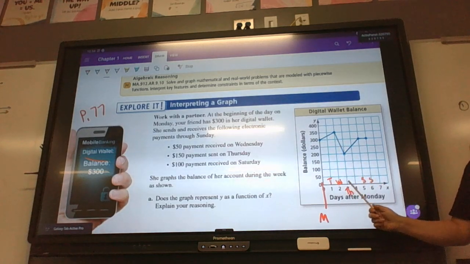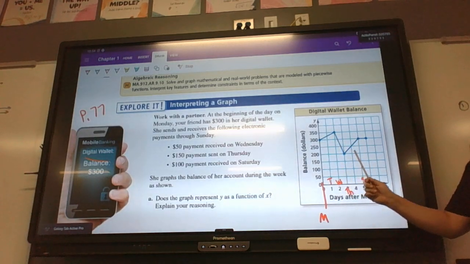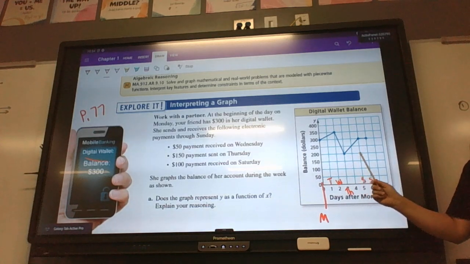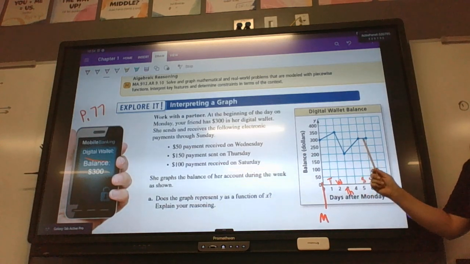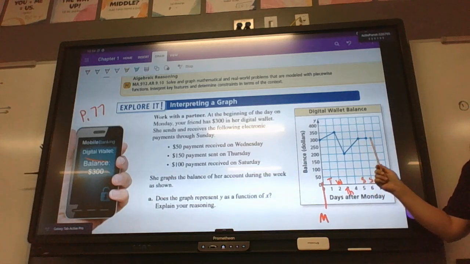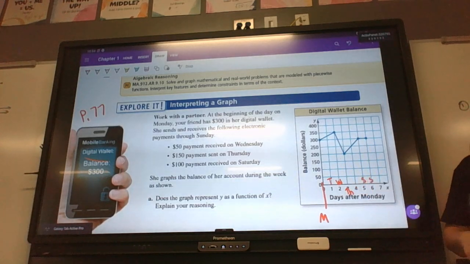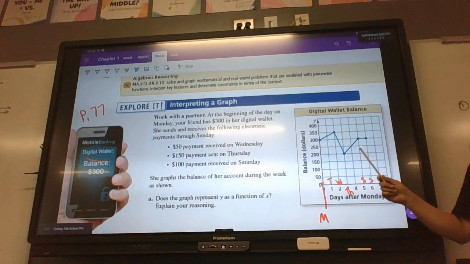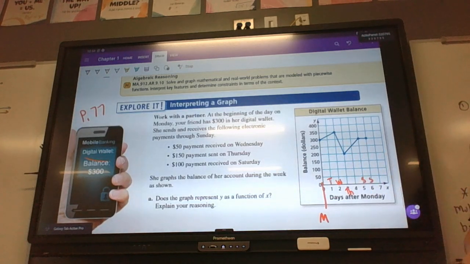And then from Thursday to Saturday, it looks like here on Friday they had 250. That didn't happen. They had 200, and then it jumps by 100 on Saturday and Sunday. So this is a bad representation. It's called a piecewise graph because it's broken into pieces, but there's a better way to show that, a more accurate way. Good job.